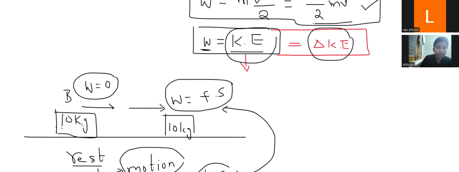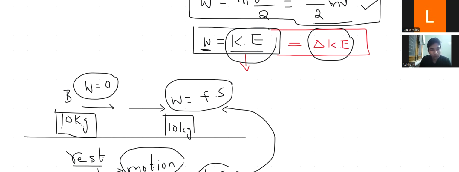So examples: rest to motion. A body is at rest. Then a force is applied and it comes into motion. That motion is kinetic energy. So that kinetic energy is equal to the work done.